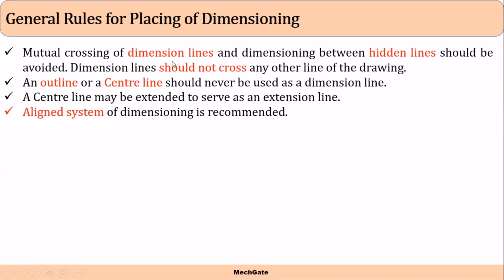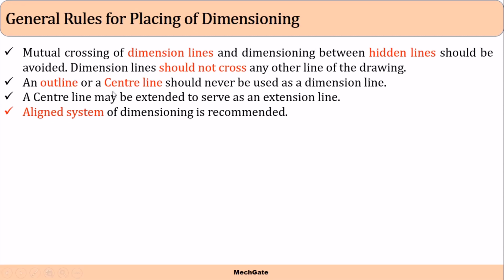Mutual crossing of dimension lines and dimensioning between hidden lines should be avoided. So make sure that your dimension lines never cross each other, right? And dimensioning between hidden lines should be avoided. And dimension lines should not cross any other lines of the drawing. Whenever you are doing dimensioning, make sure that your dimension line does not cross any other lines of the drawing.